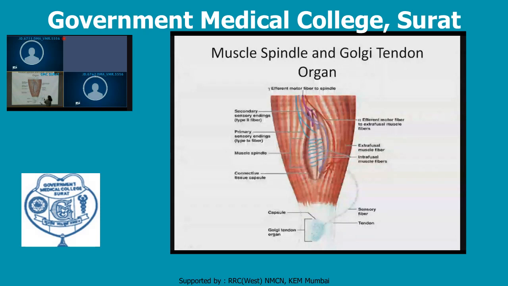Now, this is the Golgi tendon organ. These are the spray nerve endings, and they are present in the tendon area of the muscle, and they are encapsulated. The sensory nerve supply to this is the 1B fiber. The 1B fiber is the sensory nerve ending which is supplying the Golgi tendon organ.